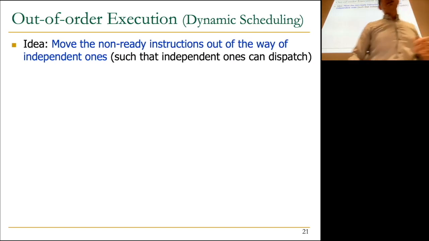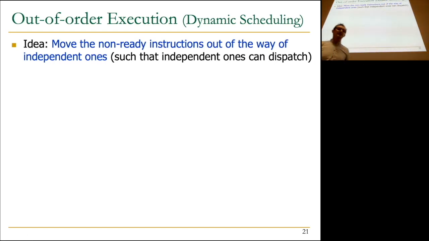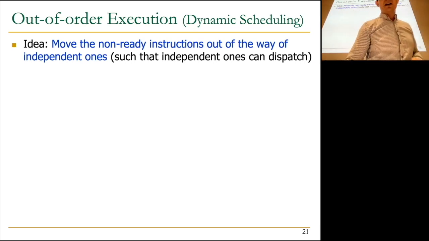So the idea of out-of-order execution is very simple. I've kind of hinted at this. Move the non-ready instructions out of the way of the independent ones. Basically, add some hardware buffers. And if an instruction is not ready, no problem. Move it somewhere else. In fact, we're going to do it more methodically. Every instruction is going to go into a buffer first, and then we're going to schedule the instructions out of those buffers. Make sense? These will be called reservation stations. And we're going to examine which instructions are ready and which instructions are not ready.